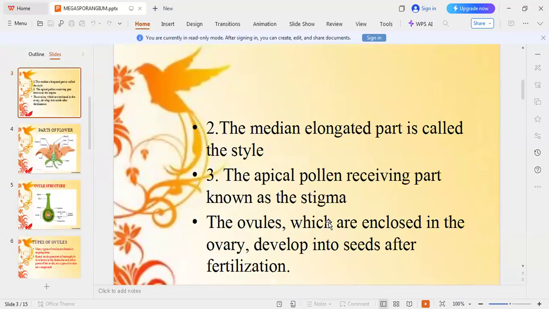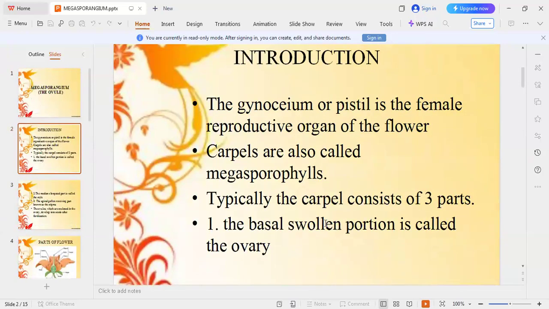Types of ovules. It is a small, generally oval structure, consisting chiefly of a central body of tissue. The megasporangium develops from the inner surface of the ovary. It is a small oval structure consisting of a central body.